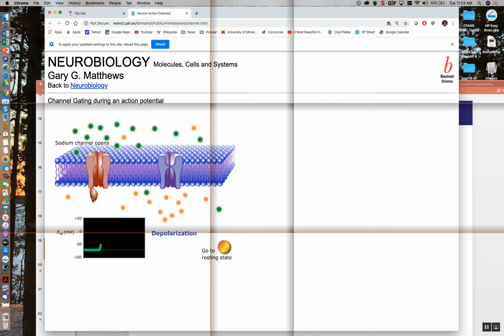Stimulus opens the gate, now it's conducting, then it inactivates. And then it has to recover from inactivation before it can open again. Do you want to see that cartoon one more time? Does that make sense? So this is the activation gate right here, and this is the inactivation gate.